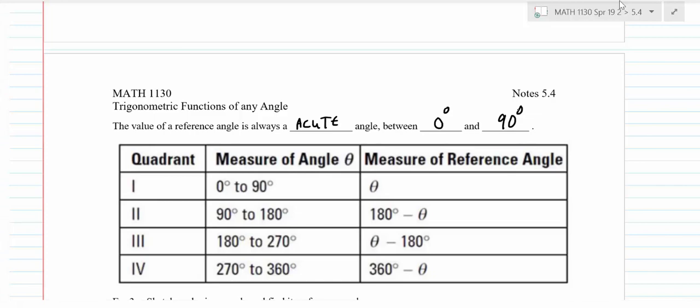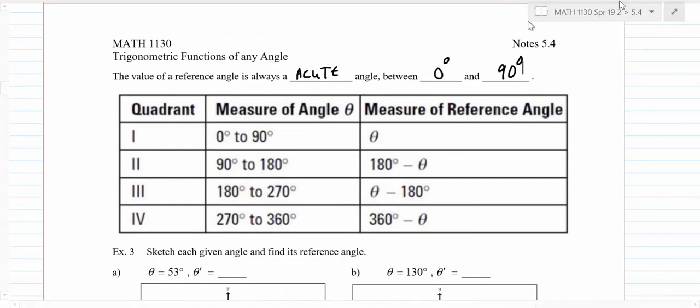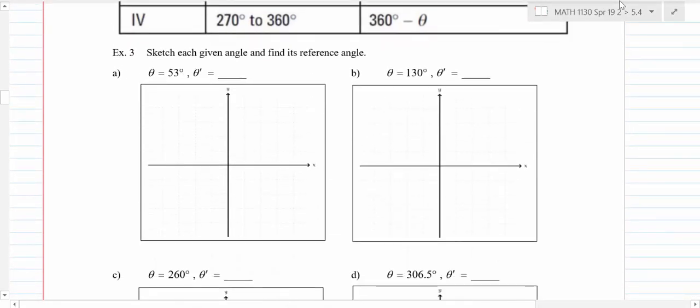Okay, it's never negative, never bigger than 90. It's always within that range. So I'm going to show you how these formulas work, and we're just going to do one in each quadrant.